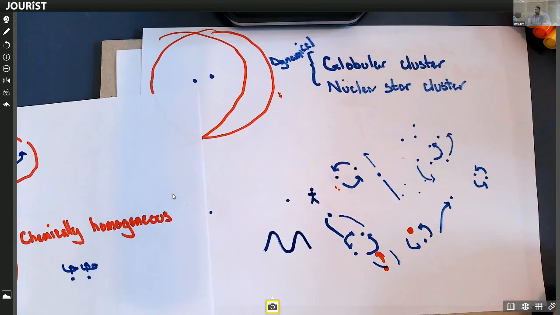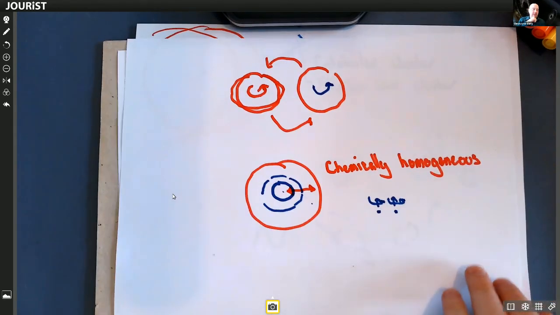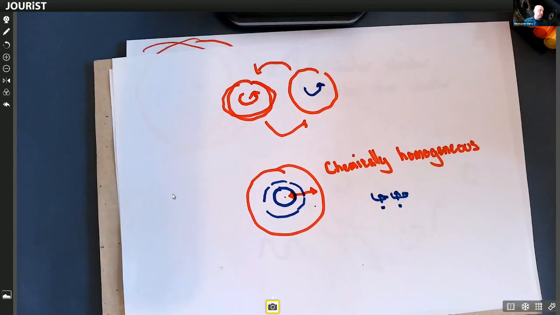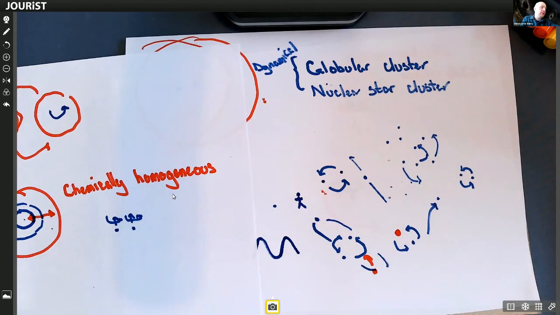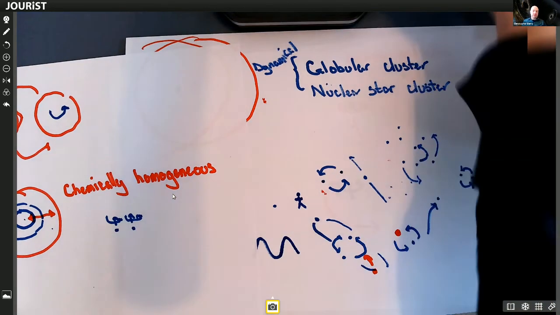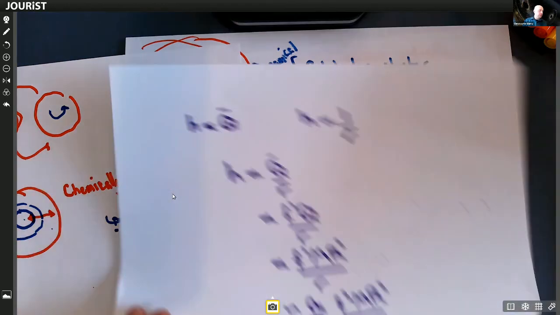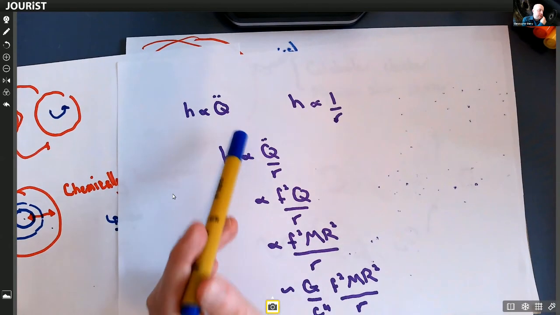I have a question. Can hyperbolic orbits produce gravitational waves that are detectable? Excellent question. Yes is the simple answer. Whenever you have accelerating masses, as we spoke about right at the start, you're going to have gravitational waves. We just need Q dot. So how much emission there is depends on the frequency spectrum.